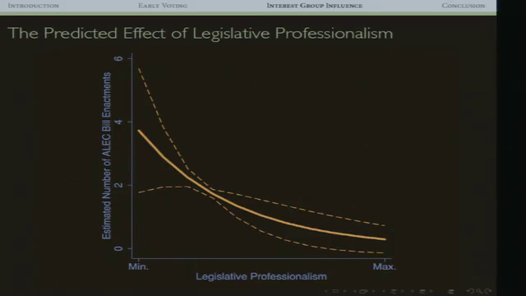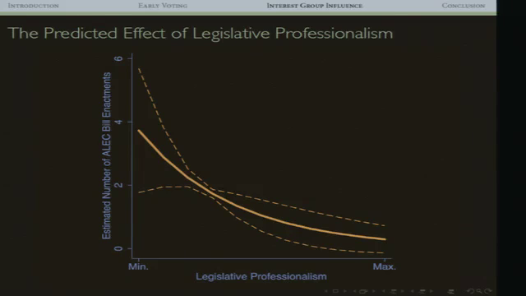You can think of the minimum being states like West Virginia. On the max, you have states like California and Massachusetts that have very professionalized legislatures that are paid extremely well and that are in session almost all of the year. And on the y-axis, you have the estimated number of ALEC bill enactments.